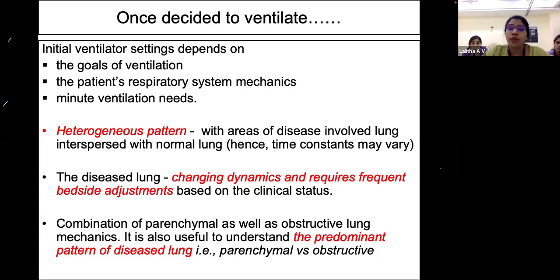So sometimes you have a combination of both parenchymal as well as obstructive lung disorder. Something like if a known case of bronchial asthma develops bronchopneumonia or H1N1 pneumonia, which can progress into ARDS. So they have a combination of two conditions where compliance is affected because of the ARDS lung, and your resistance is also affected because of the obstructive lung pattern. So one needs to understand the pathology or pattern of disease lung before you ventilate.